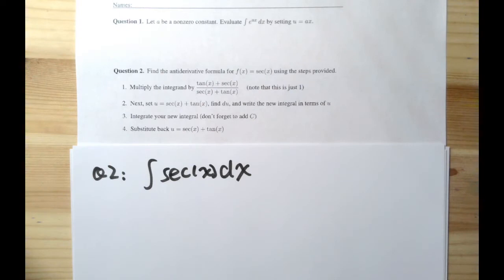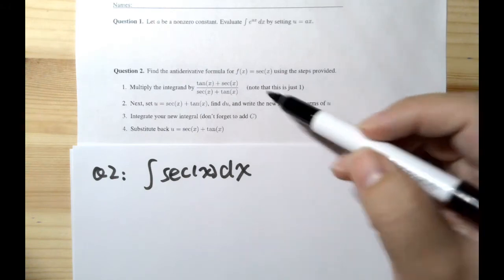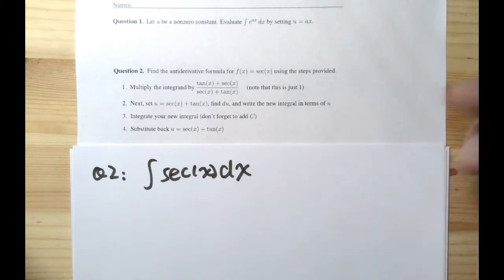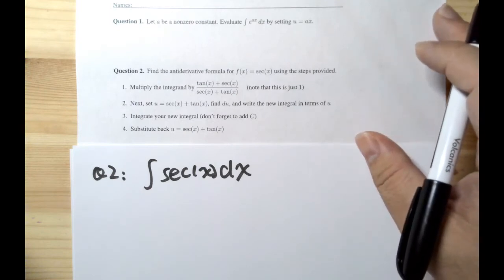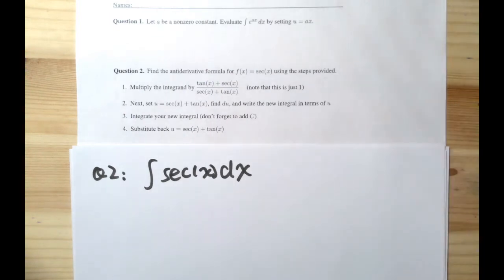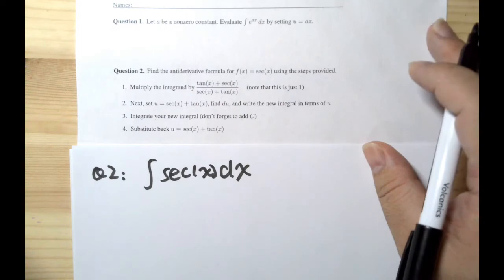Okay, and noticing that this fraction here is 1, we multiply the integrand by a constant 1. We didn't change anything. And the second step says, set u equals secant x plus tan x and find du. Then integrate the new integral and substitute back. All right, so let's follow those steps and see what happens here.